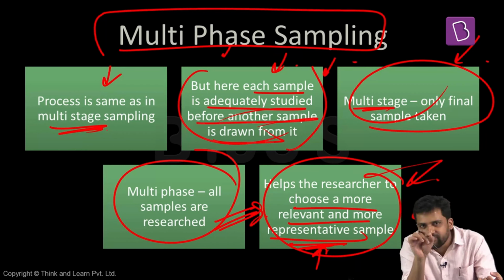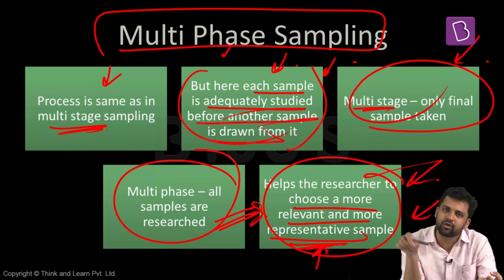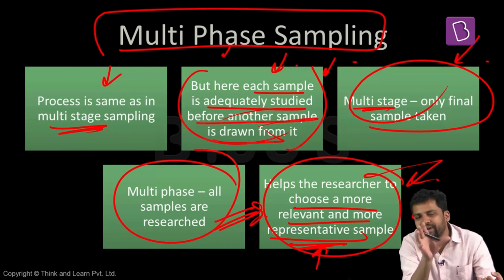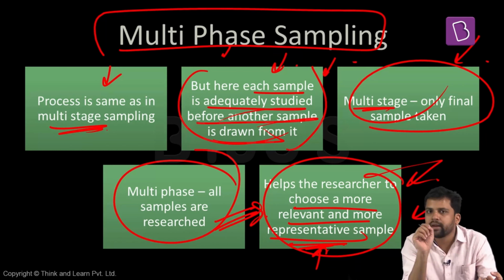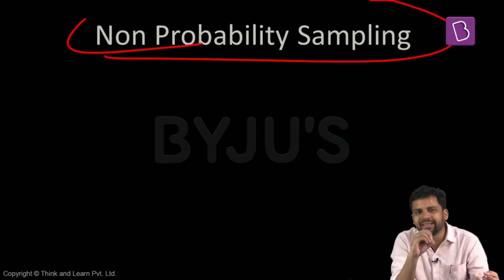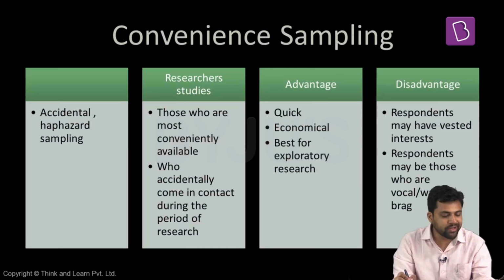Probability sampling methods are those where each and every element has an equal chance of being part of the sample. Now we will discuss the different non-probability sampling methods. Here each and every unit does not have an equal chance of being part of the sample. So we'll start with the different methods of non-probability sampling. The first method that we'll take up is convenience sampling.